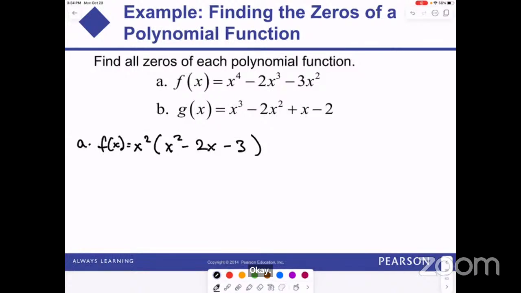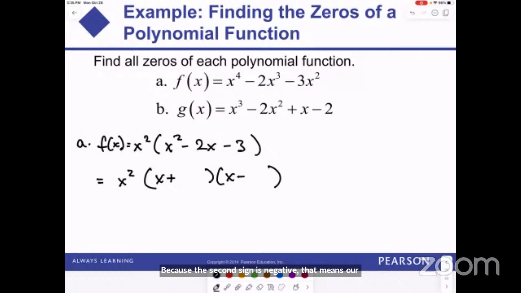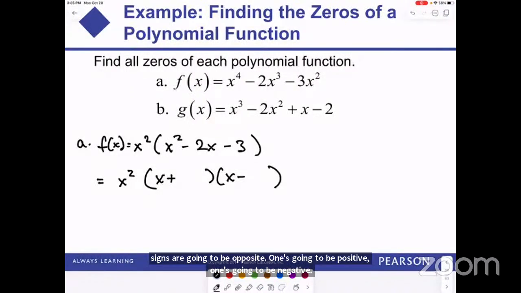Okay. So then, can we factor that trinomial? The goal is to get it to this form. Because the second sign is negative, our signs are going to be opposite: one positive, one negative. Because the first sign is negative, the larger number is negative. So do we have two numbers that multiply to give -3 and add to give -2? I think it's -3 and +1. 1 times -3 is -3, and 1 plus -3 is -2, right? So then this is the completely factored form of the original.